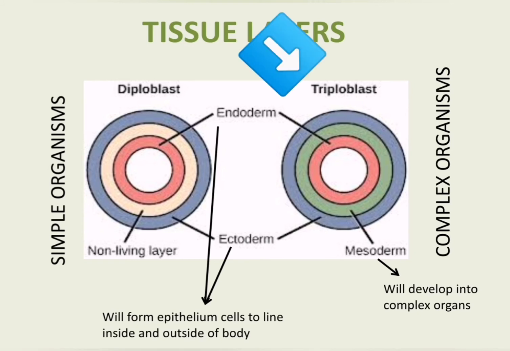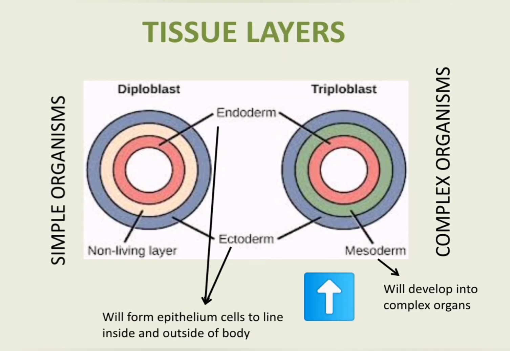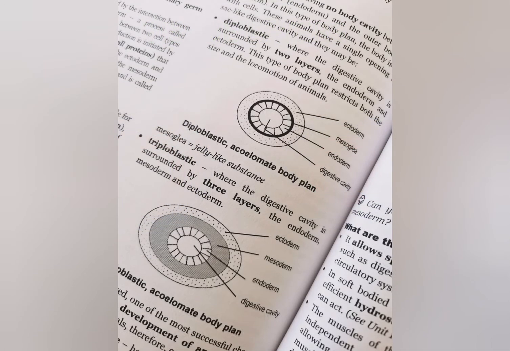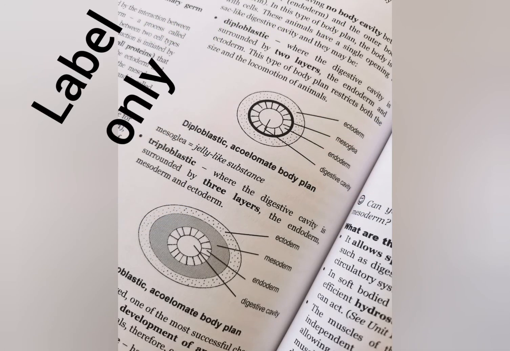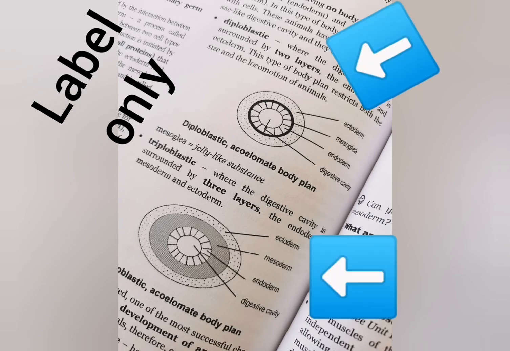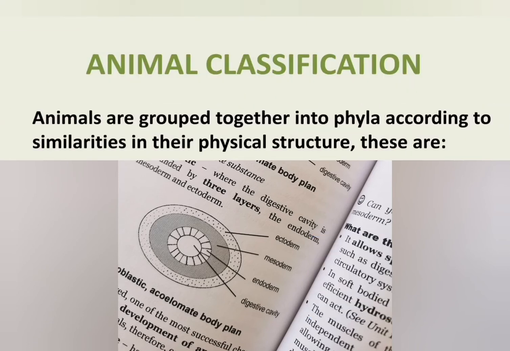Triploblastic organisms are mostly complex organisms, and they've got 3 layers. They've got an ectoderm and an endoderm, but they've also got that green layer in the middle, which is called the mesoderm, which is going to develop into very complex organisms. So you don't have to know all these details, just the words ecto and endo and mesoderm, and then label only these pictures on page 276.